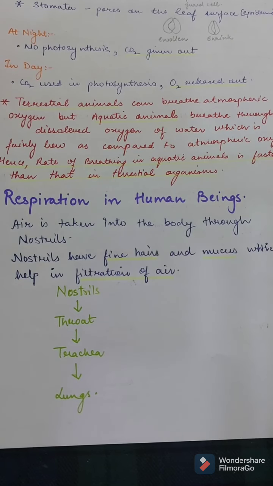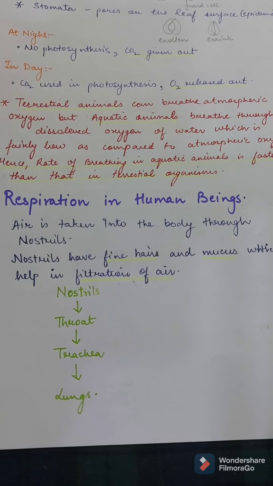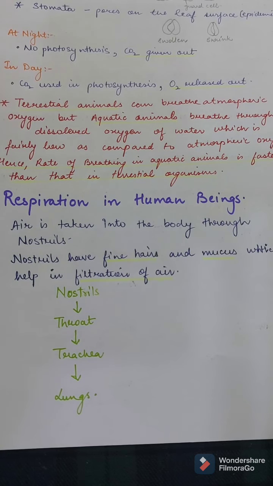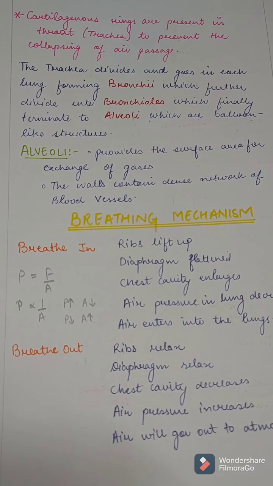Next is respiration in human beings. Air is taken into the body through the nostrils, and these nostrils have fine hair and mucus. These hair and mucus help in the filtration of air, which is very important. These filter out the dust particles and unwanted materials. So air goes through the nostrils to the throat, then to the trachea, and ultimately to the lungs for the gaseous exchange. There are cartilaginous rings present in the throat, that is the trachea. These rings prevent the collapsing of the air passage.